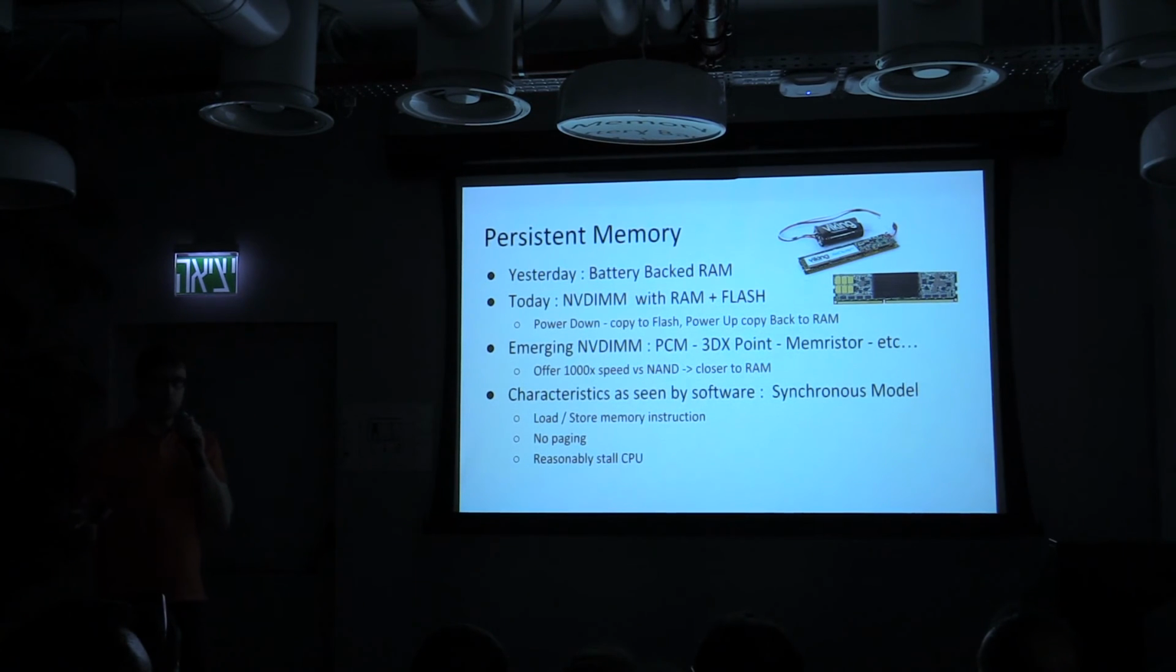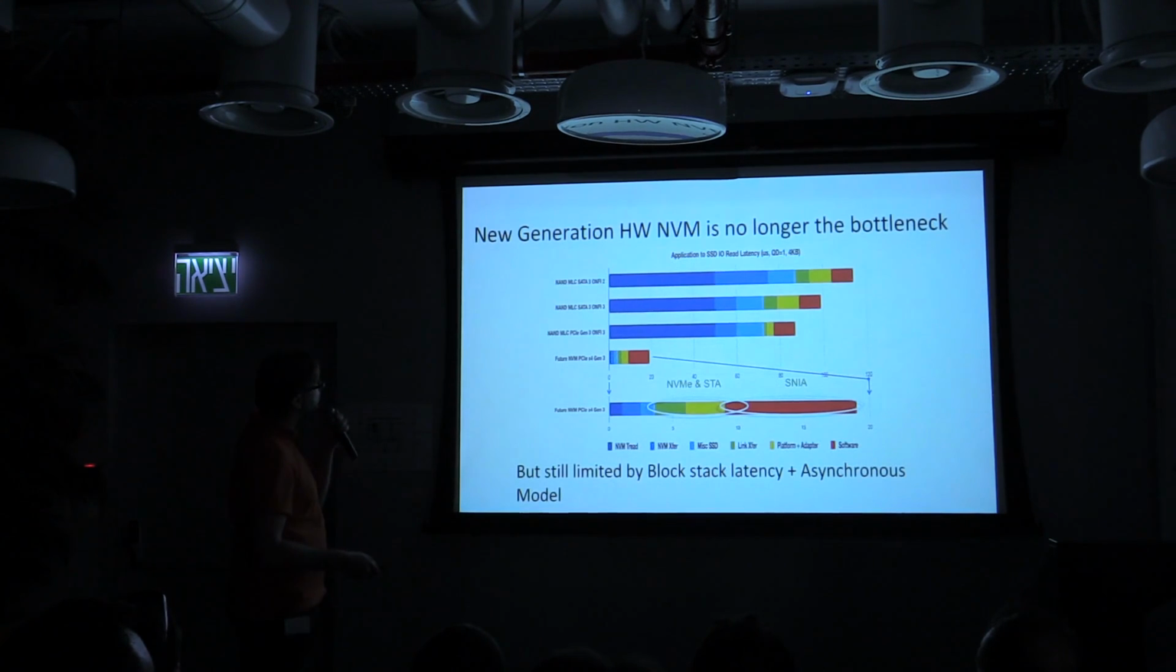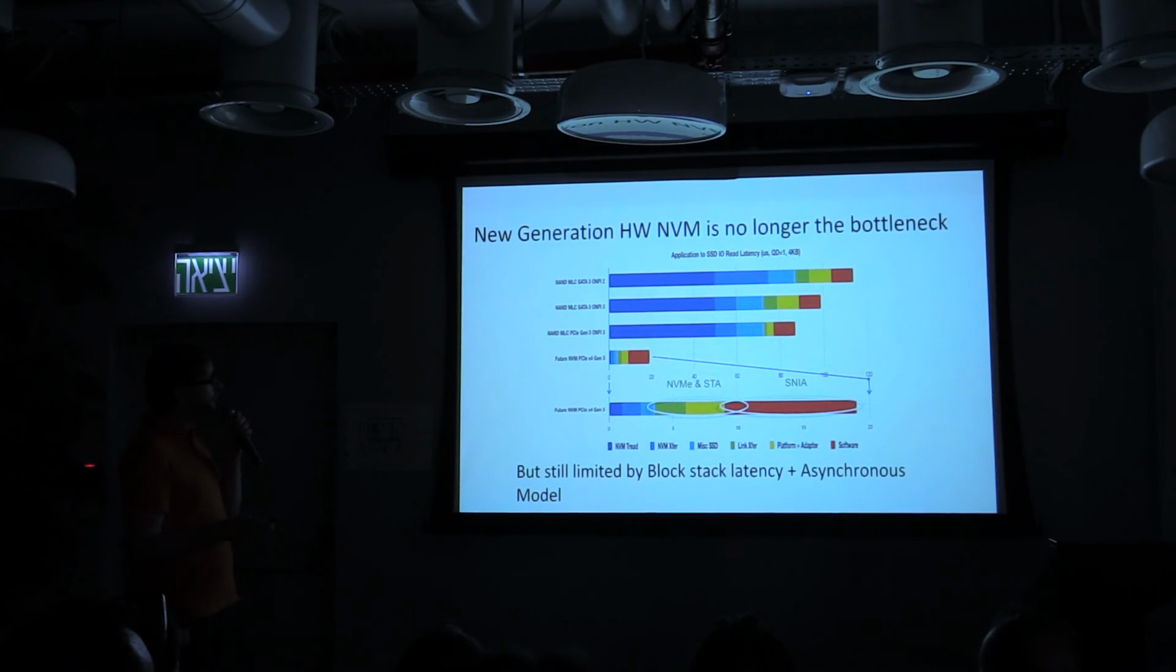is a synchronous model. It's like accessing memory. It's load, store, memory instructions from the CPU. There's no paging, and you basically have a reasonably CPU stalled CPU. Okay. Why is that? So what's happening?